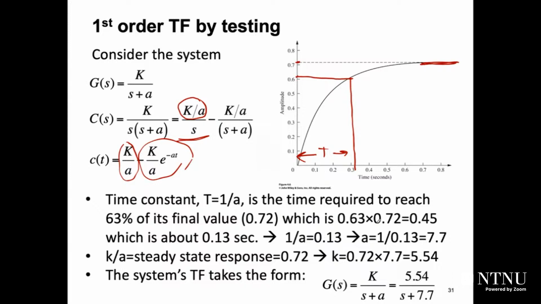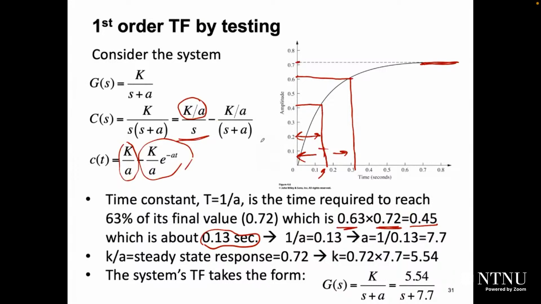The final value here is 0.72. So 63% of it will be 0.45. So 0.45 will be here, and this one, in fact, will be my time constant. When you look into the time axis, the time constant will be around maybe 0.13 seconds from the graph.